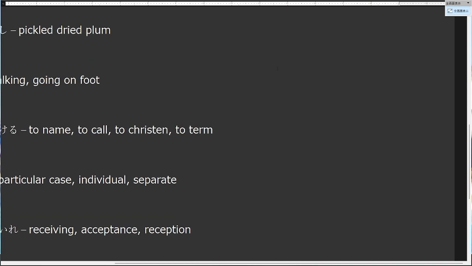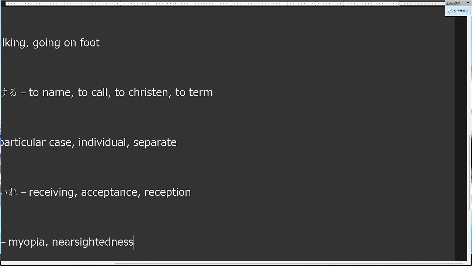A pickled dried plum is umeboshi, my favorite Japanese snack. Well, really, favorite Japanese side dish. Umeboshi are dried pickled plums, with plums on the left side and drying on the right. Walking or going on foot is toho, with to on the left side, seito no to, for either a junior or walking, and ho on the right side for walking as well. Toho is walking or going on foot.